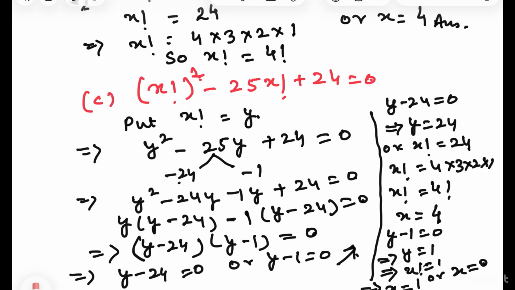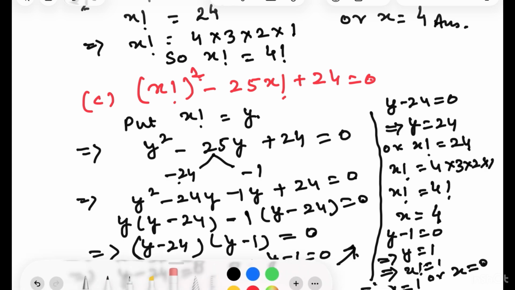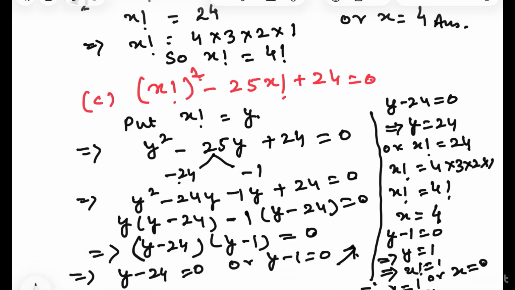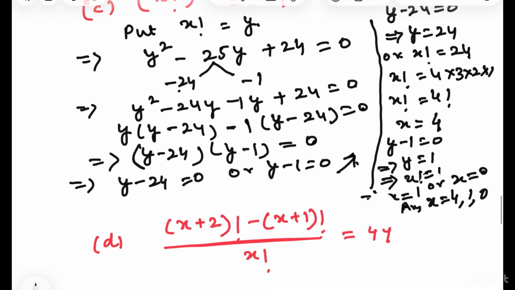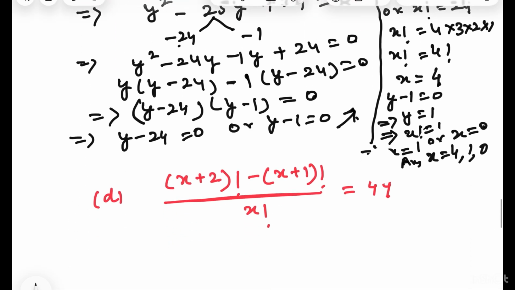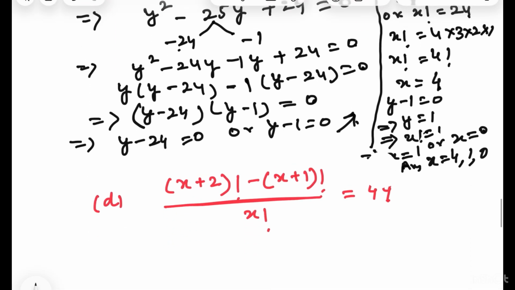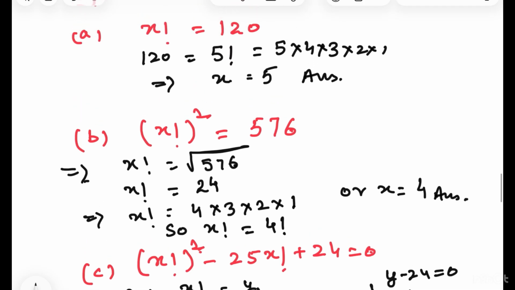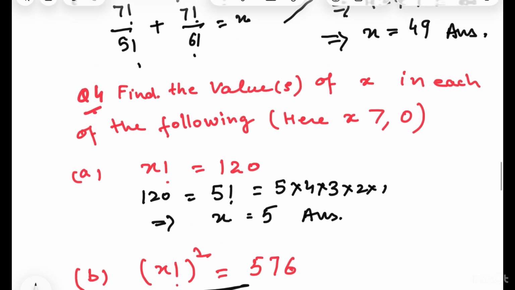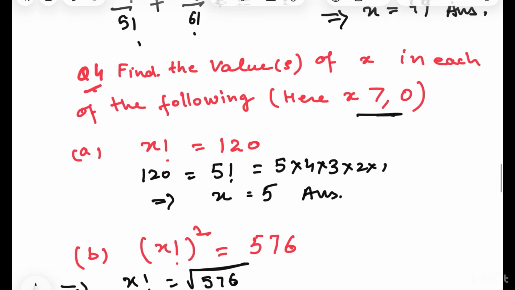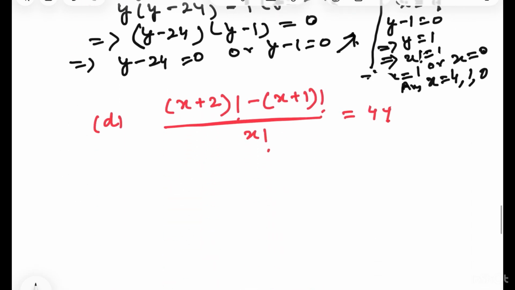Answers are x is equal to 4, 1 and 0. Right? Next is D part. देखिए क्वेश्चन में भी था कि x has the value greater than or equal to 0. So it could be 0 also, right?